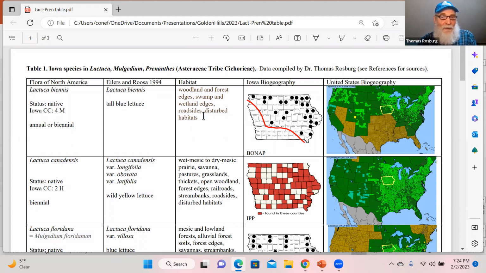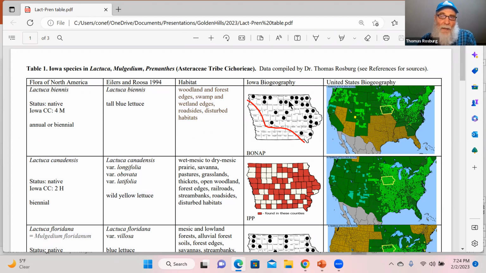The habitat is listed here, and this comes from a variety of sources, not just Eilers and Rusa. You'll see the list of resources at the end of this, but I look at Missouri flora, Michigan flora, Nebraska flora, and kind of add to that. This then is the Iowa biogeography, as I was saying.